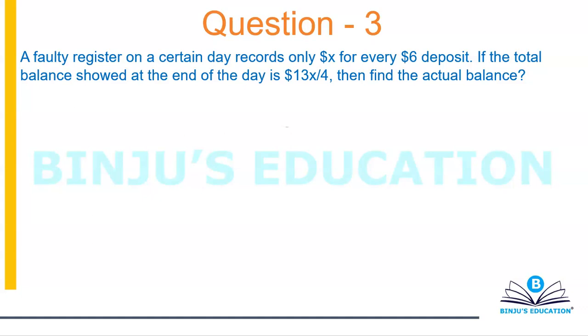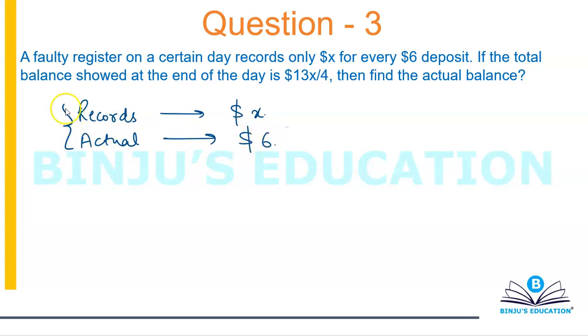Alright, let's try this one. A faulty register on a certain day records only $x for every $6 deposit. Okay, so I need to write this piece of information. It says that it records $x for every $6 deposit. That means the actual value is $6. So if the value is $6, it records it as x dollars.